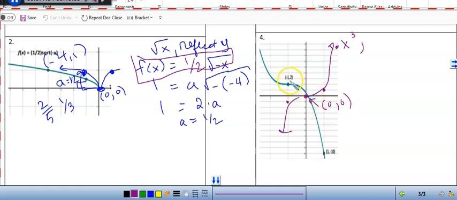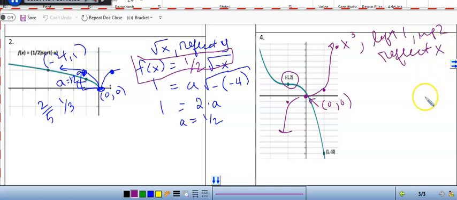So since that point 0, 0 matches this one, negative 1, 2, I know that this must go left 1 and up 2. You can either do a reflection over the x or you can do a reflection over the y. It actually doesn't matter. They both give you the same result. So I'm just going to go ahead and do a reflection over the x.